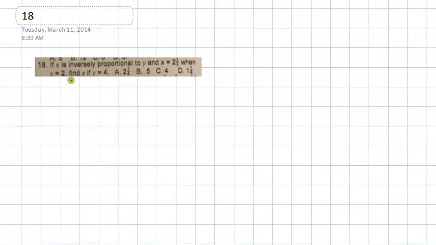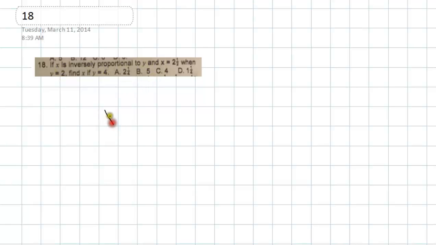Alright, so here we have question 18, and it says that x is inversely proportional to y, and x is equal to 2.5 when y is equal to 2. Find x if y is equal to 4. So we want to start by writing the right formula before we get going. Okay, so x is inversely proportional to y.